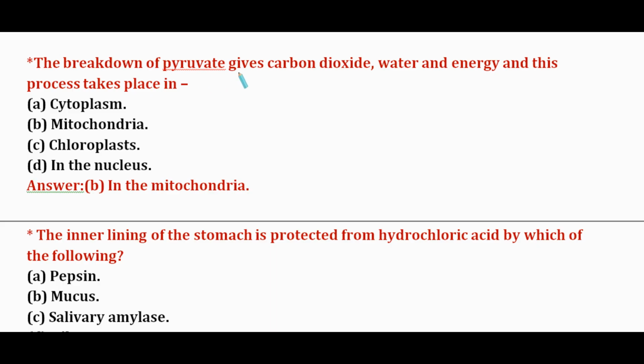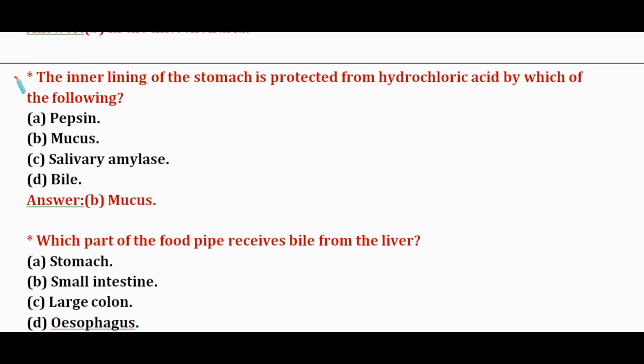The breakdown of pyruvate gives carbon dioxide, water, and energy, and this process takes place in cytoplasm, mitochondria, chloroplasts, or the nucleus. The correct answer is the mitochondria. The question: the inner lining of the stomach is protected from hydrochloric acid by which of the following? Pepsin, mucus, salivary amylase, bile. The correct answer is mucus.